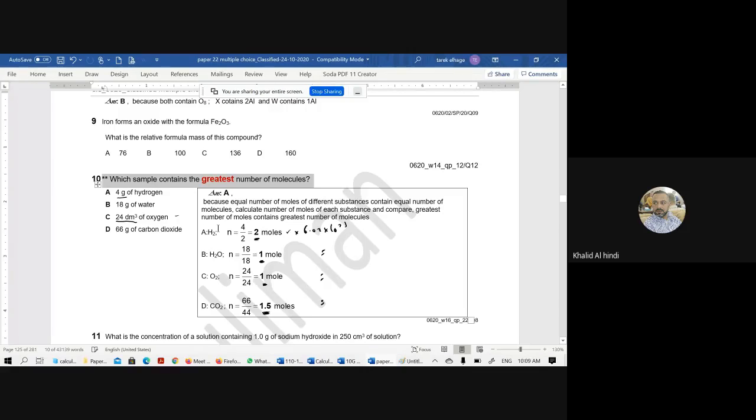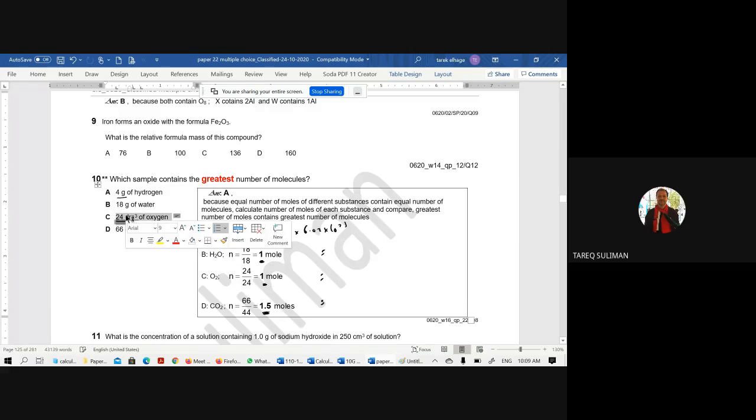Why is it 24 for O2? Where is O2? Oxygen. Look at the question, part C. What do we have in part C? 24 decimeter cube. So I divided what? Moles, concentration and volume, V over 24. This is the volume of gas. I said, look at C before you ask.